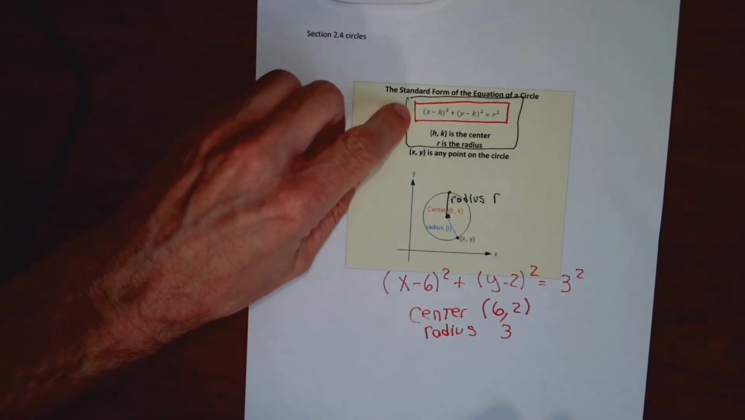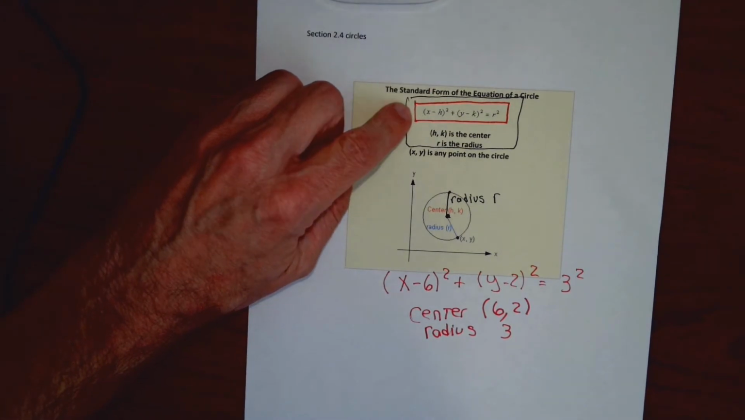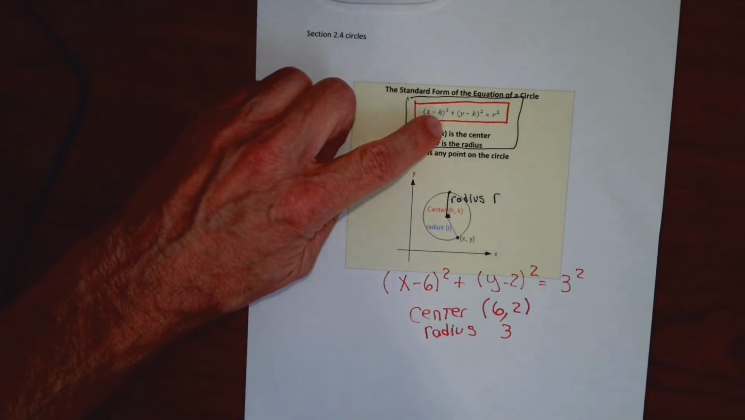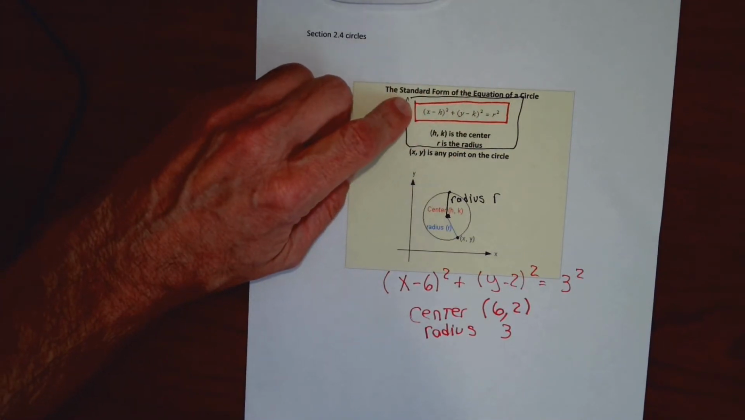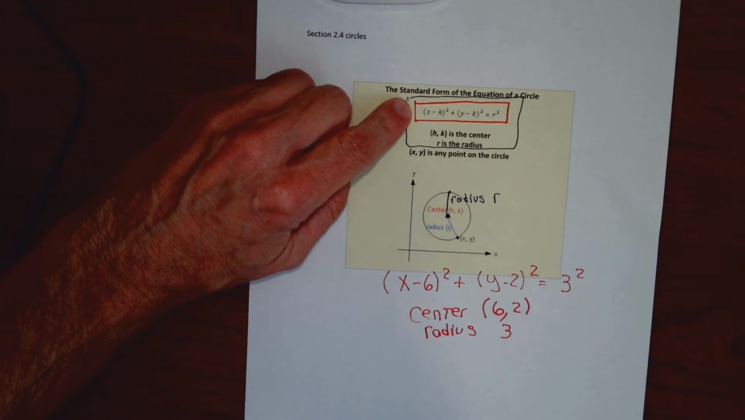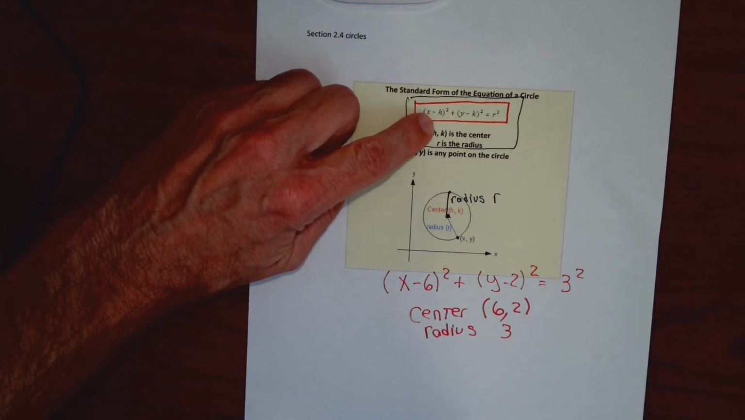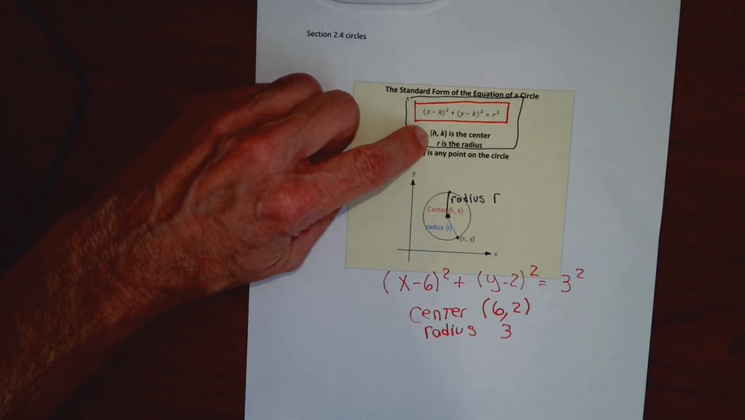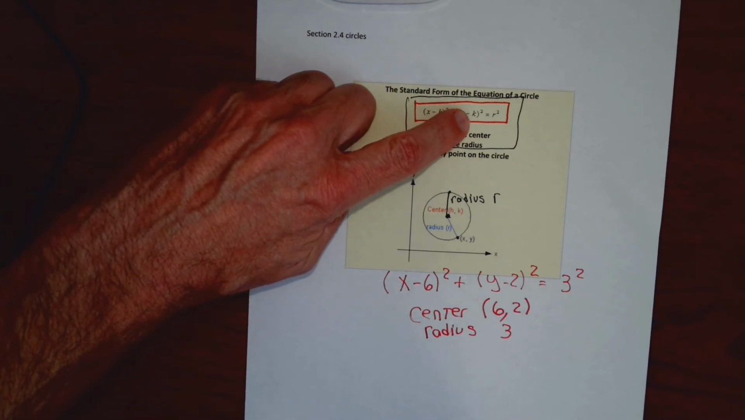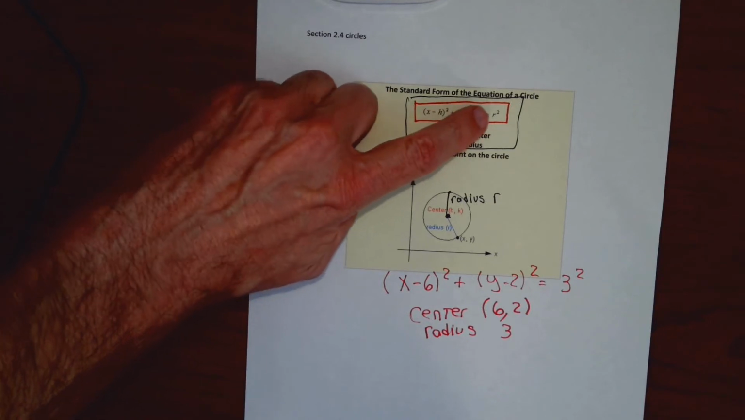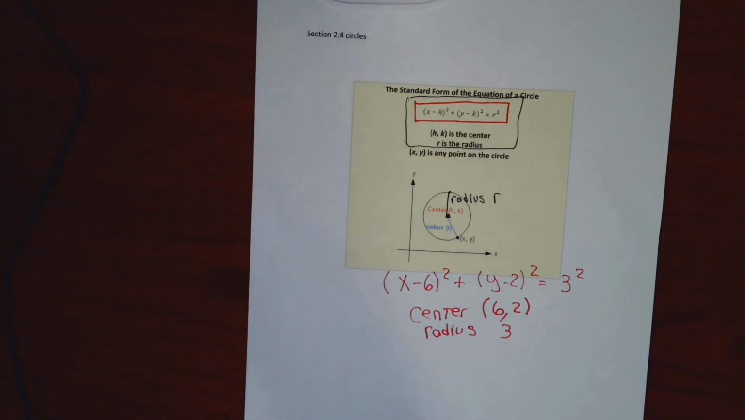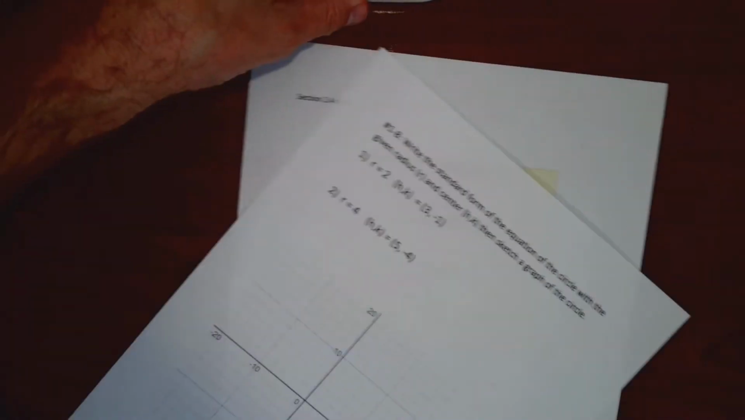So as long as I have this understanding that if an equation is written as x minus some number squared plus y minus some number squared equals another number squared, that is the standard form of an equation for a circle. The number after the x is the x coordinate of the center of the circle. The number after the minus sign in the y parentheses is the y coordinate of the circle. And the number that's being squared is the radius. So now we go downhill.